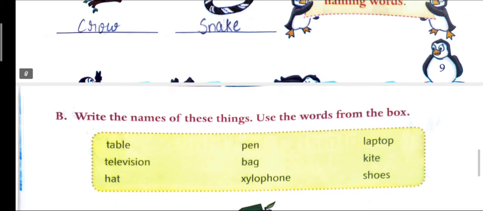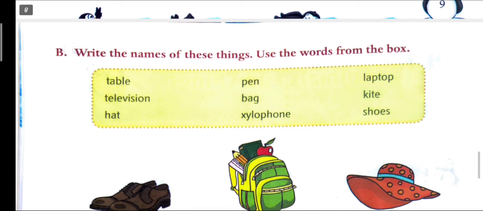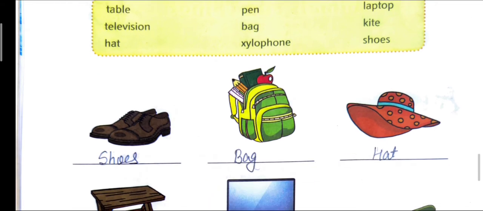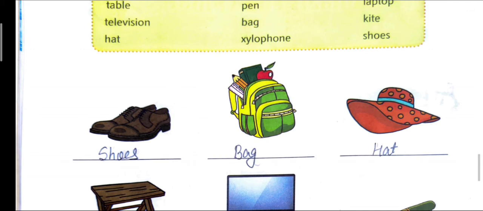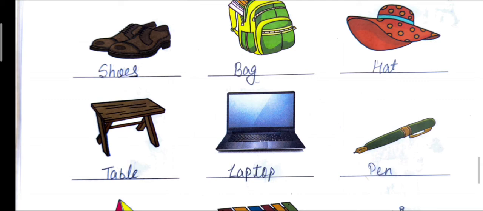Next question. Write the names of these things. Use the words from the box. Here are some things given. You just have to write the names of the things given in the box. First one is shoes. S-H-O-E-S, shoes. Next is bag. B-A-G, bag. Then hat, H-A-T, hat, which you wear on the top of your head.